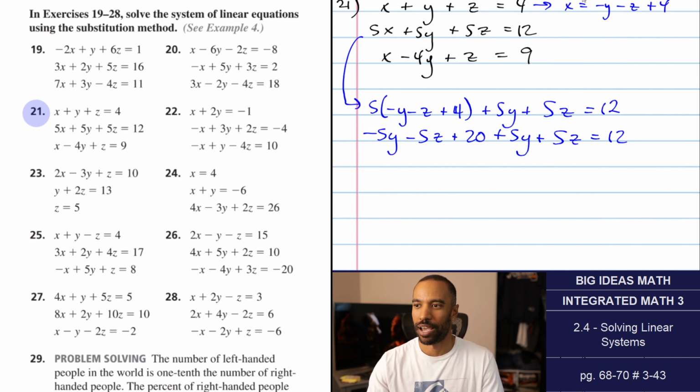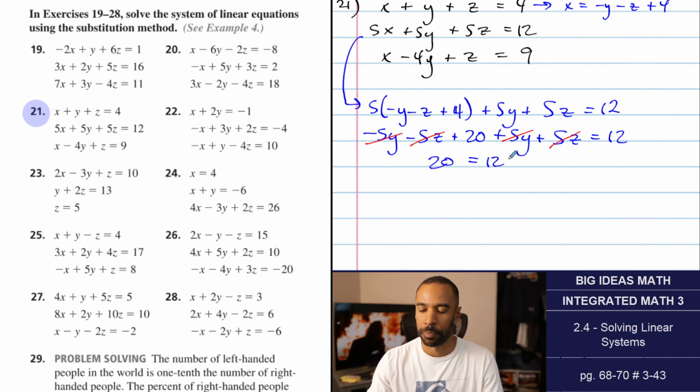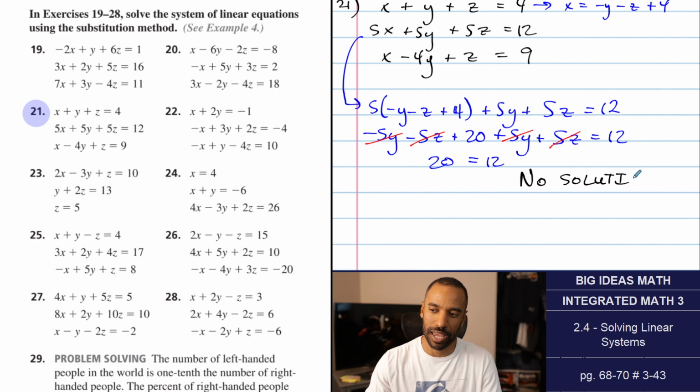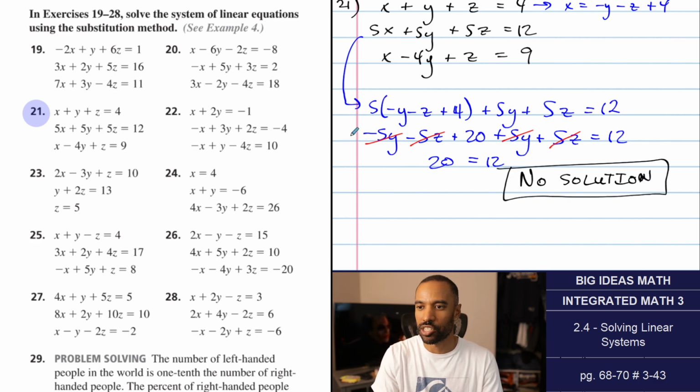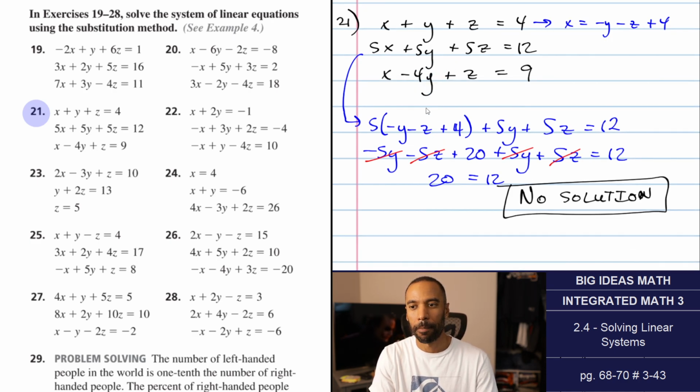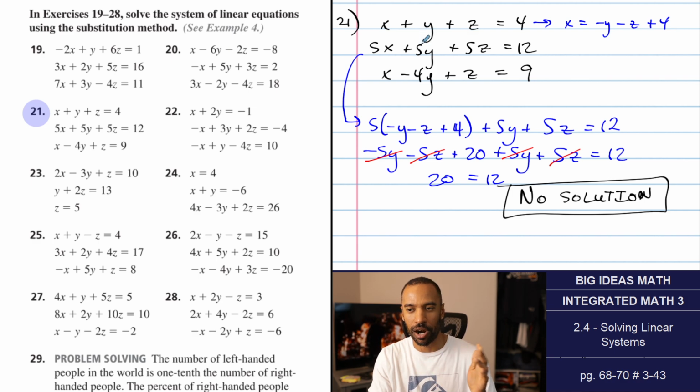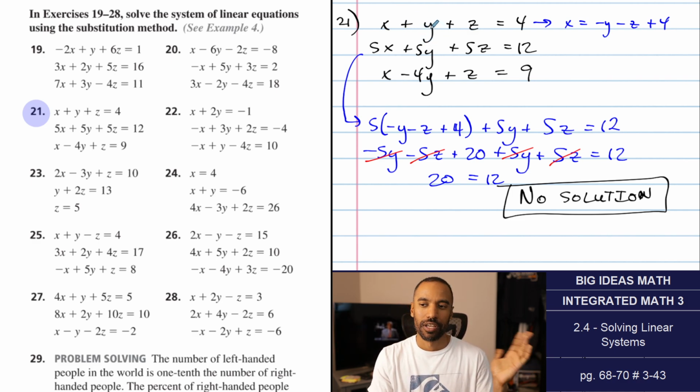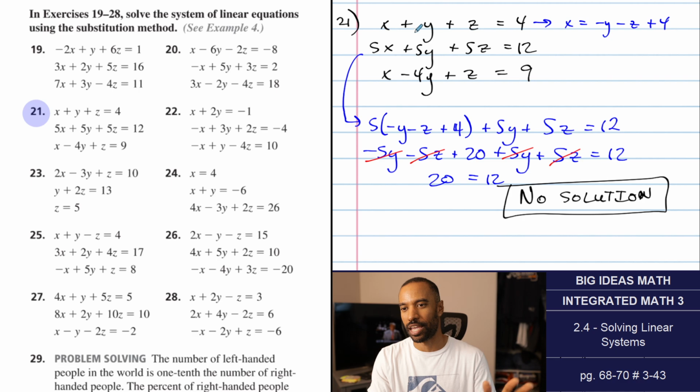Negative 5y plus 5y is 0. Those are gone. Negative 5z plus 5z is 0. Those are gone. And you get 20 equals 12. I don't even have to subtract that over. I get 20 equals 12, which is not a true statement. Guys, this is a no solution case. Notice your variables canceled and the left side doesn't equal the right side. Now, would the third equation have done something with the other two equations and made some solution cases? I suppose, but we wouldn't be done with it, and these are inconsistent with each other. So that gives you a no solution case through substitution.